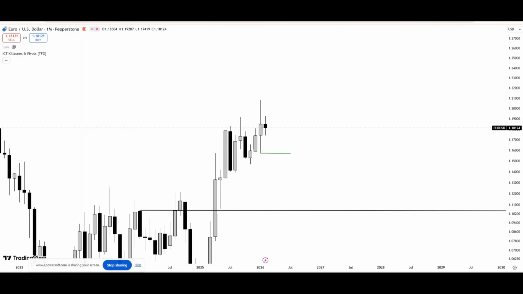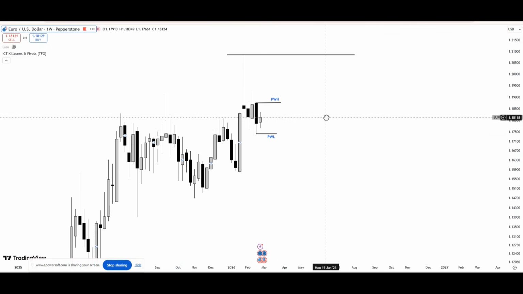So Euro USD and dollar index are negatively correlated. So you can see again the same thing as we closed as an inside month. Price did not take out previous month high and did not take out previous month low. It was just an inside bar candle or an inside month. So let's look at Euro USD on the weekly time frame.